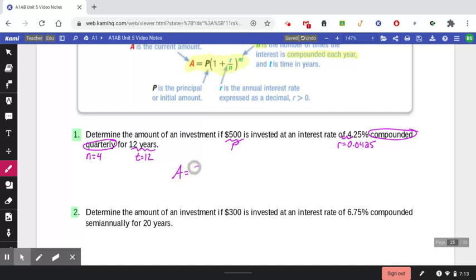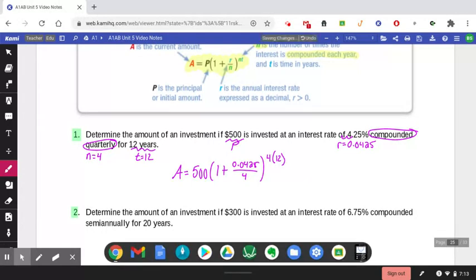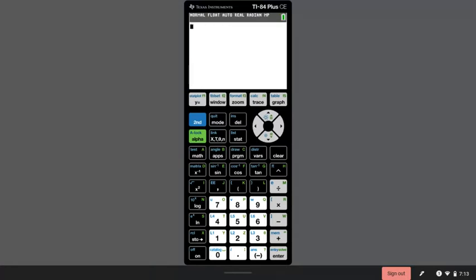A is equal to our principal amount of 500 times 1 plus our R value of 0.0425 divided by 4, all raised to the N, which is still 4, same N value, times 12. We can plug this in exactly as it is into our calculators. So we could say 500 times 1 plus, and I'm going to put a fraction in there. We said 0.0425 divided by 4, raised to the 4 times 12.